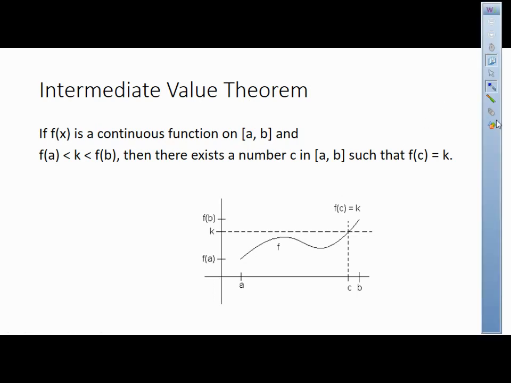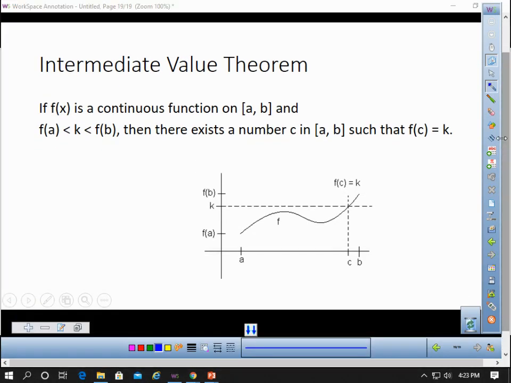And then we did IVT. This is the one y'all had struggles with all the time because you couldn't remember this little sentence. If f of x is continuous on a closed interval and k falls in between f of a and f of b, then there exists a number c in the interval such that f of c equals k.